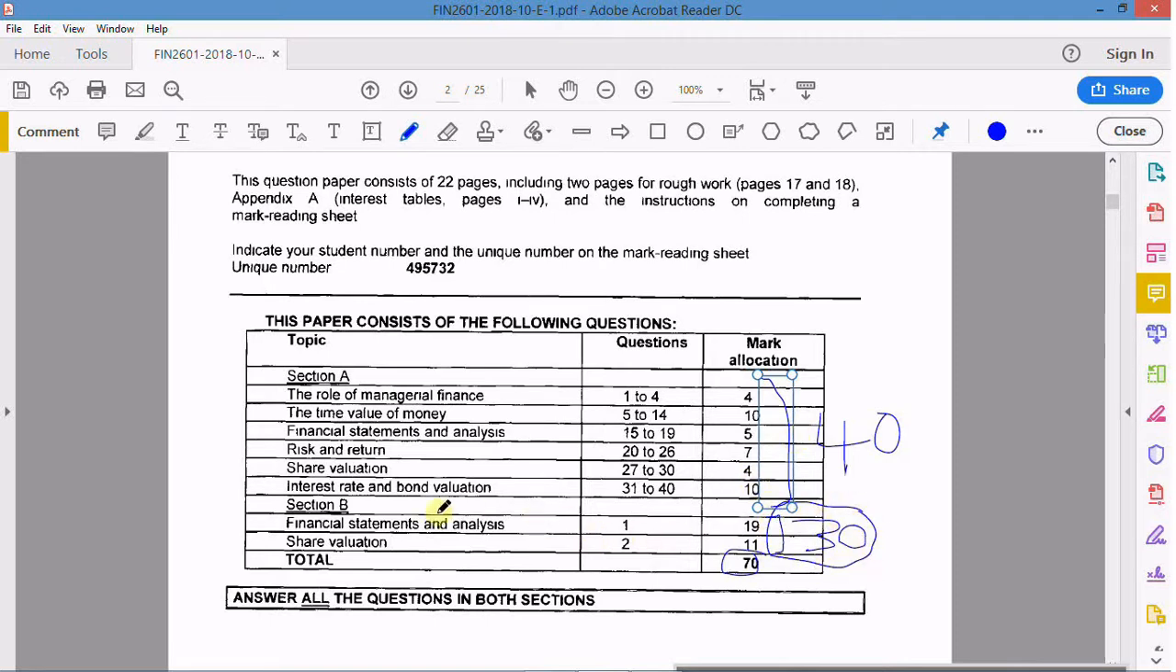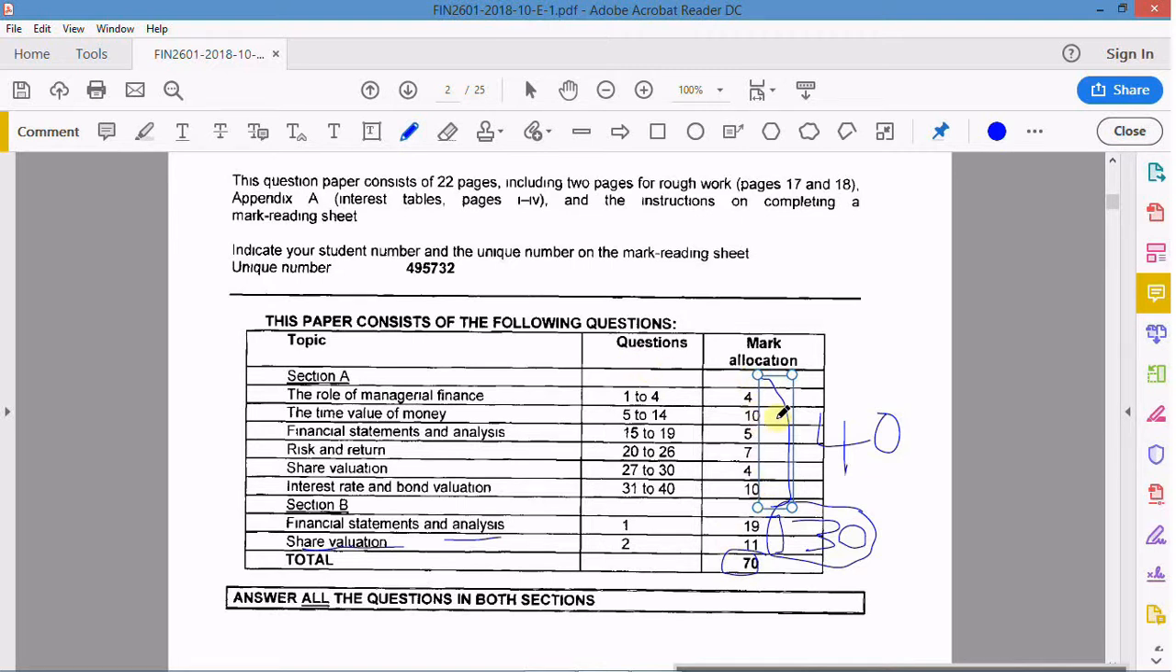obviously the long questions will be part of the exam paper, where you'll actually have to write answers and submit it. They do give you space to answer on the actual question paper. Here we've got financial statements and analysis, so that's ratios, and then you've got share valuation. Generally those questions are quite easy to answer as well. So depending on you, we've seen before that multiple choice takes a lot of time.